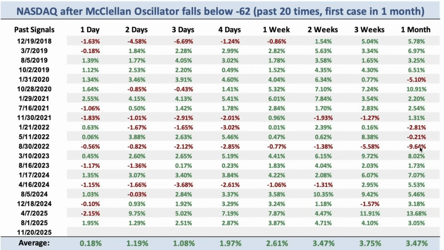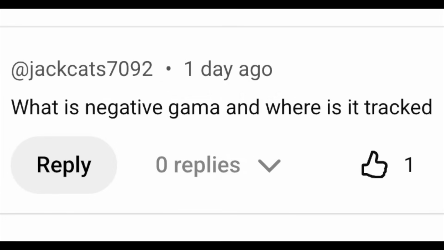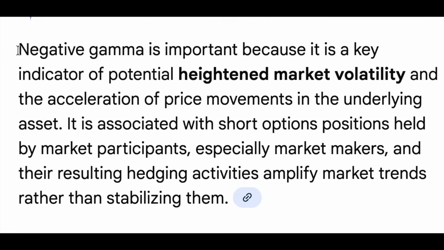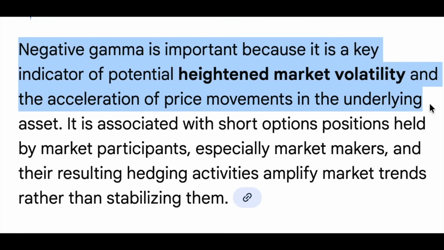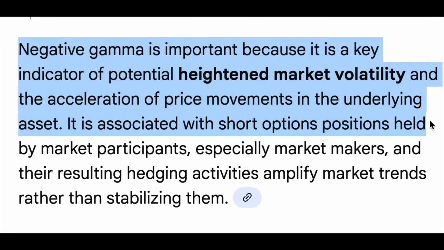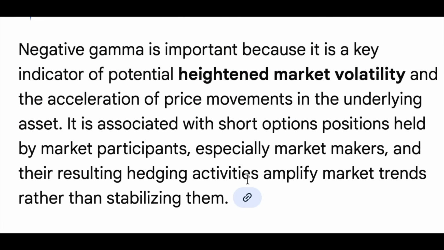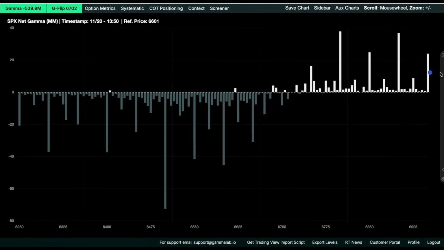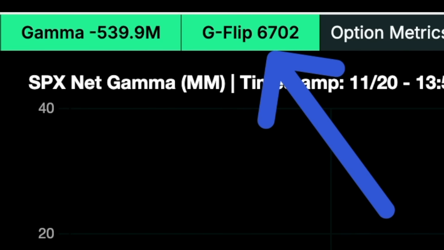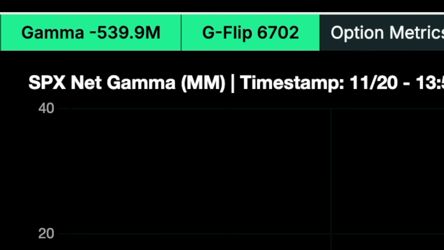Real quick, Jack says, hey, what is negative gamma and where is it tracked? The biggest thing to know about negative gamma is very simple. I keep it simple. You can take options classes if you want to, but negative gamma is important because it's a key indicator of potential heightened market volatility and the acceleration of price moves in the underlying asset. This is why you saw the VIX go absolutely crazy, one of the reasons, and it always does when we go into negative gamma. I track the gamma flip line for SPX on this site called Gamma Labs because it's super cheap. I've showed you before.